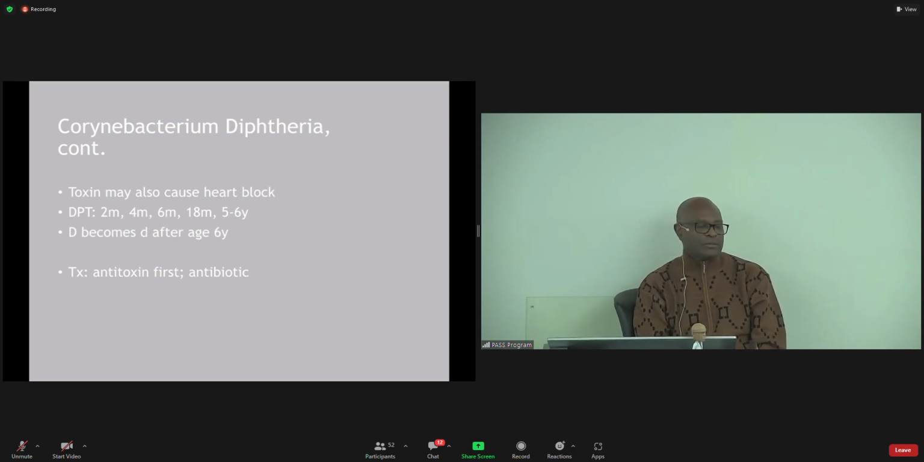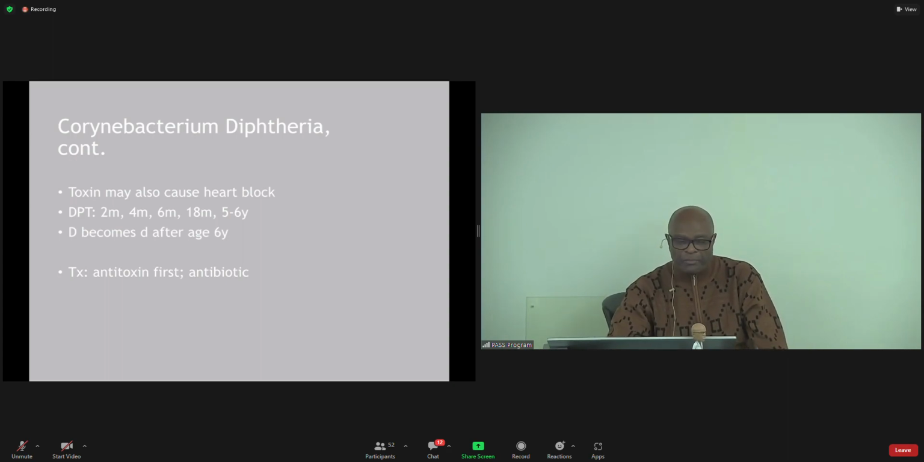I gave you the timeline for it. I just put it here again for you. And big D becomes a little d. Remember, after age 6, what's that little d for? It serves as a carrier for all the other vaccines. Not because anybody gets diphtheria after age 6.